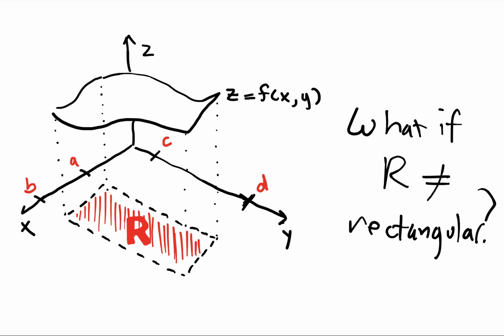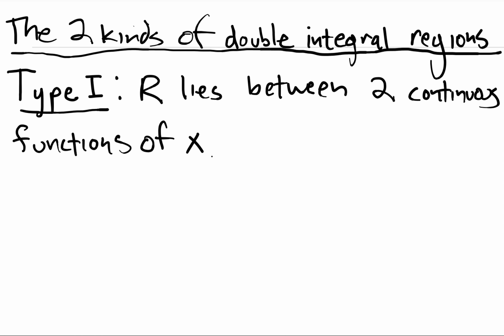Well, there's two ways that we can approach this. Let's say that I break this up into type 1 or type 2 regions, okay? My two kinds of double integral regions. Type 1 has my region. Now note, when I say R here, I don't necessarily mean R is a rectangle again. R is just a region.